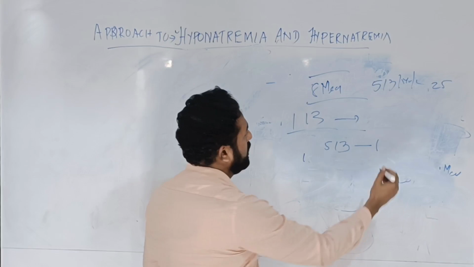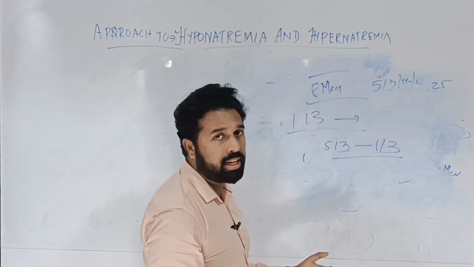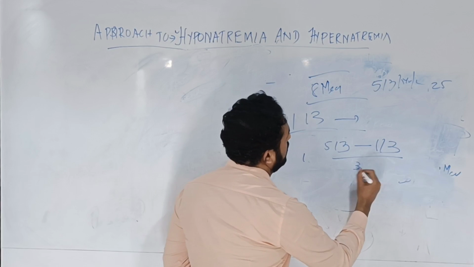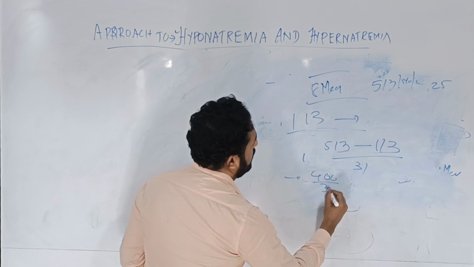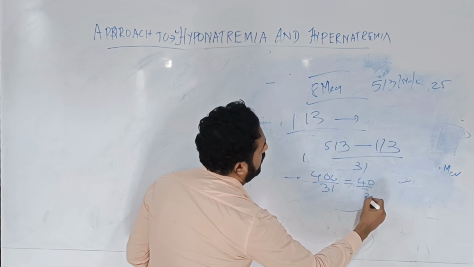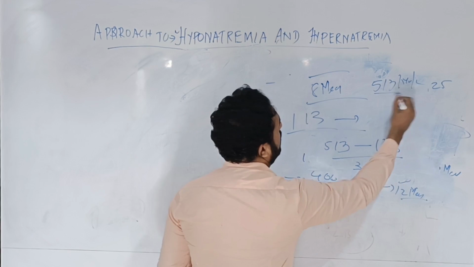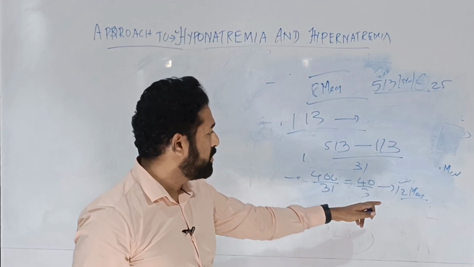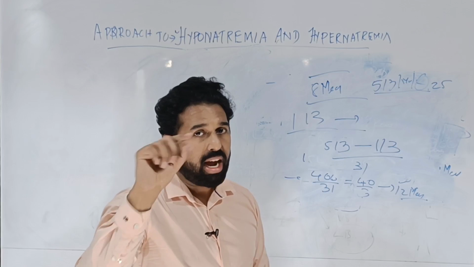Just for the ease of calculation, take 113 divided by... a female with 60 kilos body weight, so 50% of the body weight, 30, plus 1. So this will come to 400 divided by 13, which is around 40 by 3. So around 12 milliequivalents will be corrected if you give 1 liter.